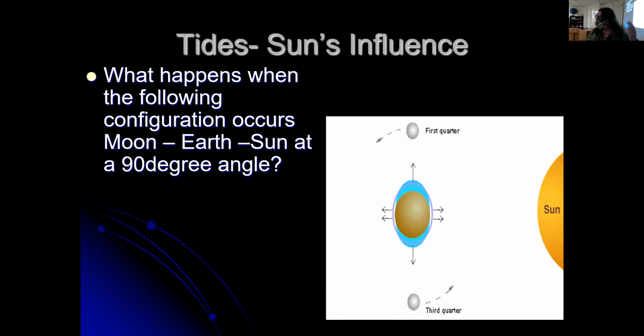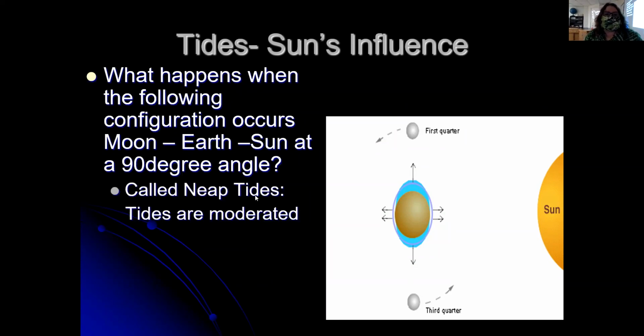So remember, on that next test, you have to be able to switch those things around. Anytime the moon and the sun and the earth are at 90-degree angles, we have neap tides. It just means they're kind of moderate, barely any difference between them.